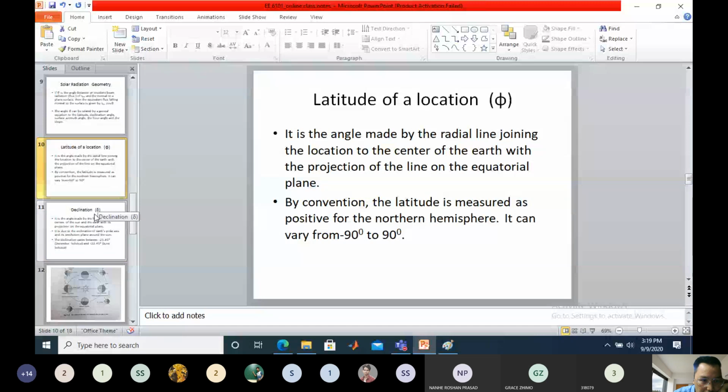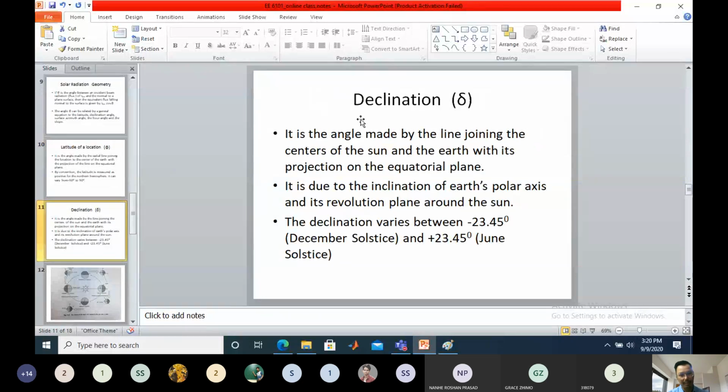Next we have the declination angle. Okay, let's read this definition first of all. It is an angle made by the line joining the center of the Sun and the Earth with its projection on the equatorial plane. Let's have a look.